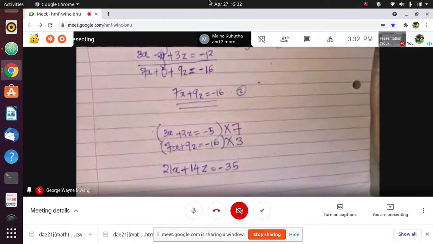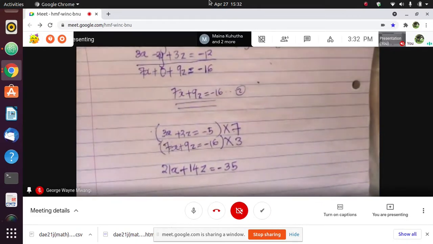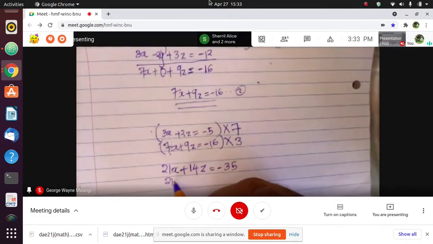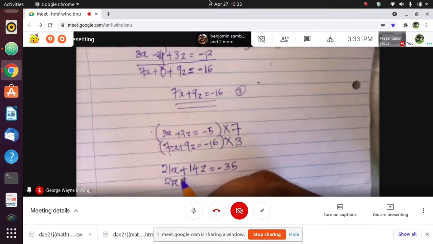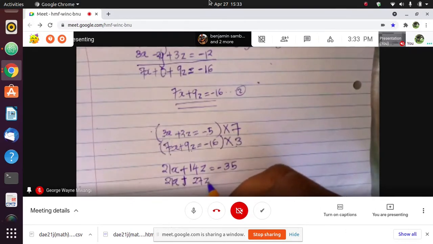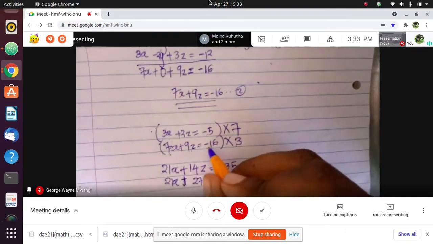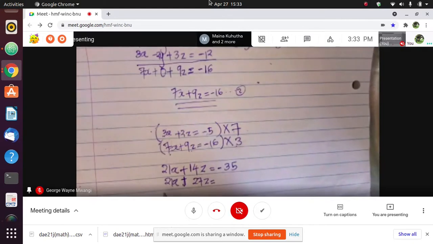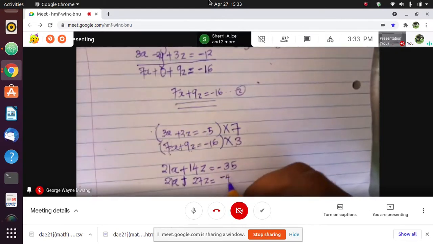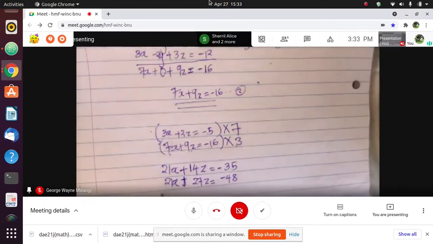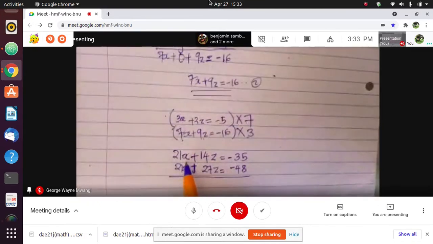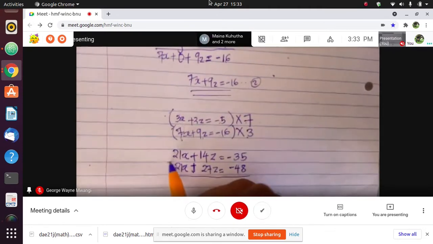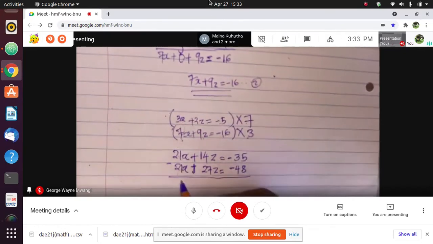The second equation will be 21x plus 3 times 9z will give me 27z is equal to negative 16 times 3. How much does that give me? Negative 48. Now we are eliminating x. So what will I do? Will I add or will I subtract so that I can get 0? Subtract. I will subtract because both of them are positive. So this will give me 0.